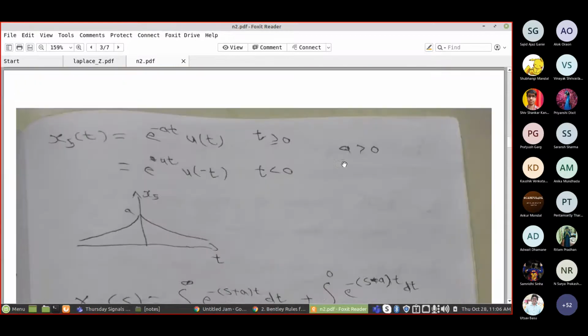Now let's consider a mixed signal. This is both, so neither causal nor anti-causal. In the positive half we have a decaying exponential. For t greater than or equal to 0, the signal is given by e to the power minus a t u of t, where a is positive, and in the negative half it is e to the power a t u of minus t. Why is it decaying? Because a is strictly greater than 0, and here t is negative, you get a decaying exponential in both halves.